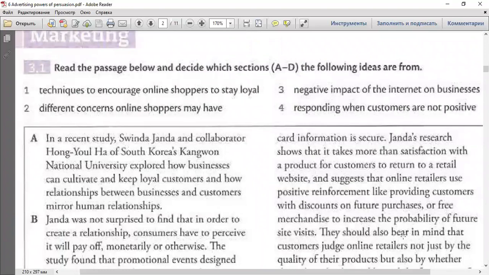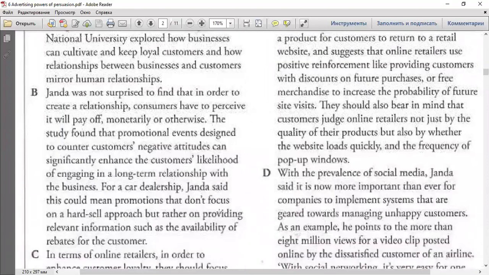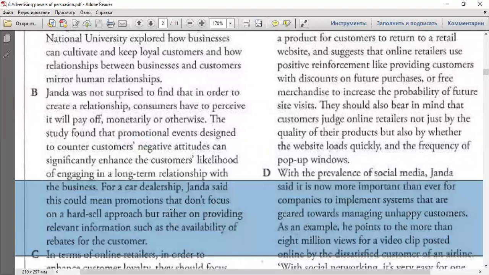And number four, responding when customers are not positive. Okay, this will be B. Promotional events designed to counter customers' negative attitudes can significantly enhance the customer's likelihood of engaging in a long-term relationship with the business. Okay, so once again, it's 1C, 2C, 3D, and 4B. Okay, so I hope you got it right.